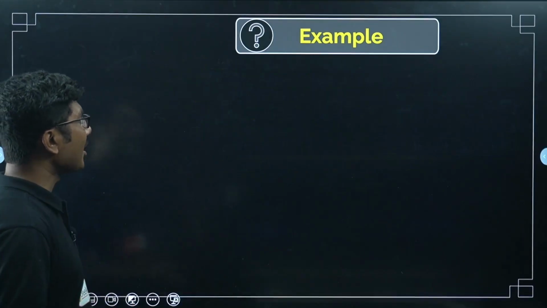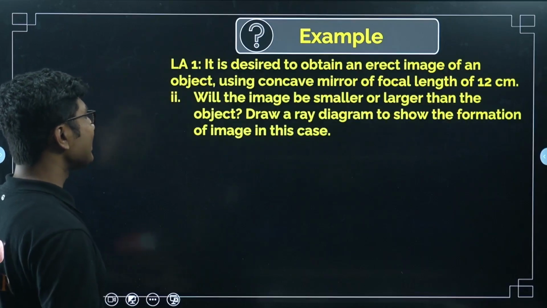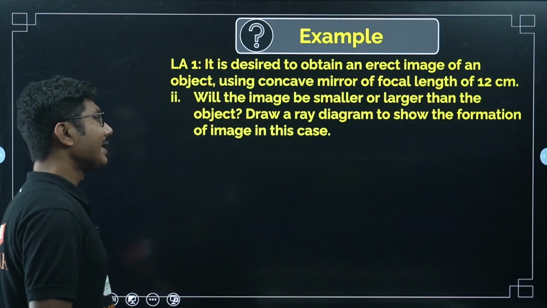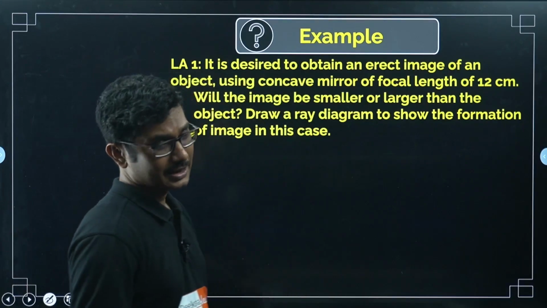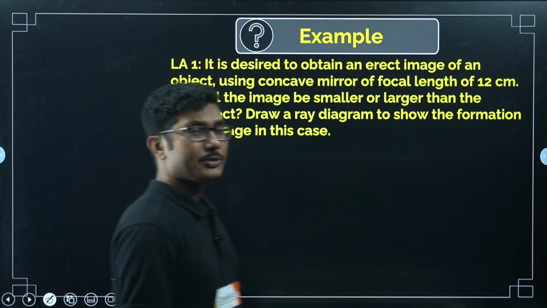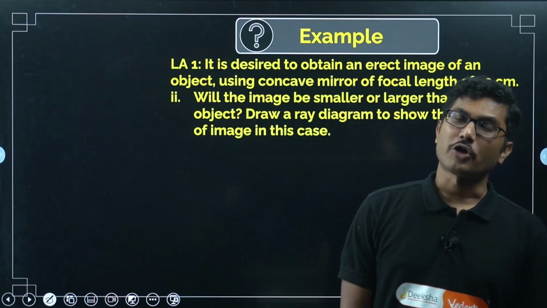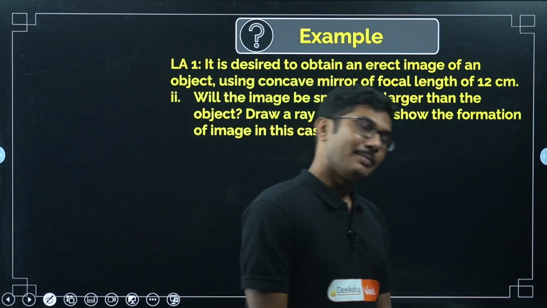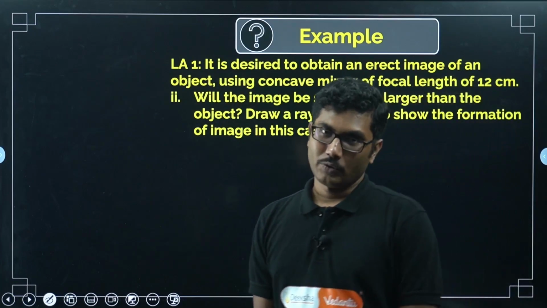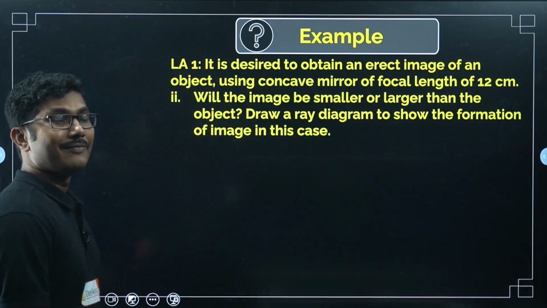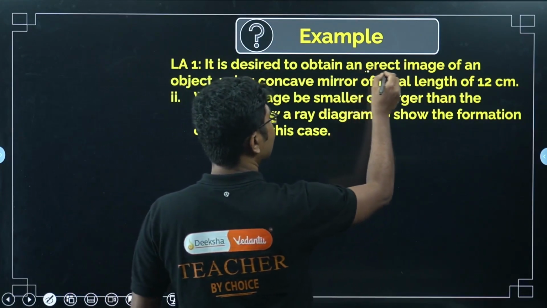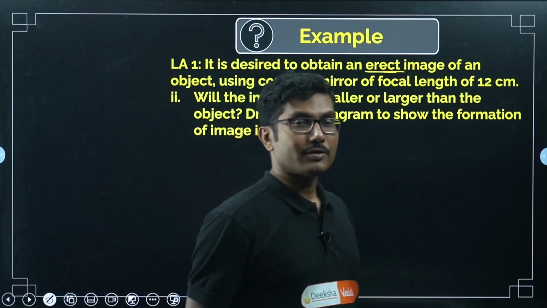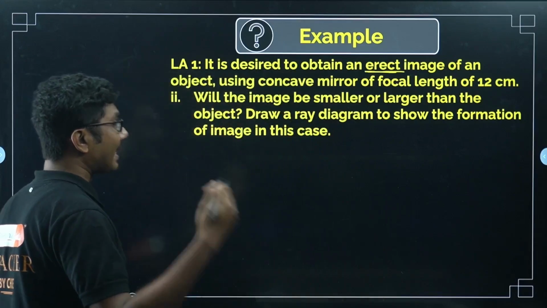Now let's move on to the second part of the question, same information, but the question is different. Will the image be smaller or larger than the object? Draw a ray diagram to show the formation of image in this case. So first of all, what do you think? Will it be a smaller image or a larger image? For convex mirror, we know the image is diminished. For concave mirror, it can be enlarged, it can be diminished, it can be anything. But when it is a virtual image, that is an erect image, the image is always larger than the object. So it is always a magnified image, right?